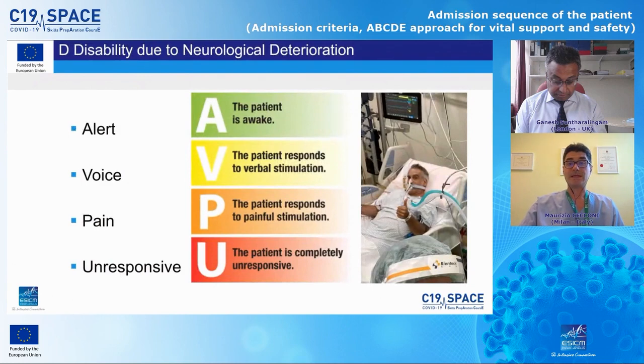Moving to the last part of our examination. D stands mnemonically for disability, due to neurological examination. There are different scales that we can use. Something very easy to remember, however, I find, is the AVPU scale. A: is the patient awake? V: does the patient respond to verbal stimulus? P is for pain: does the patient respond to painful stimulus? And U: is the patient completely unresponsive?